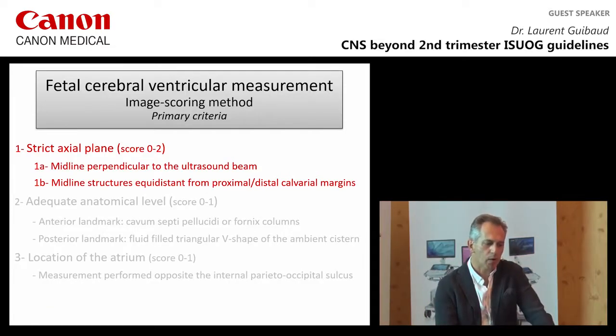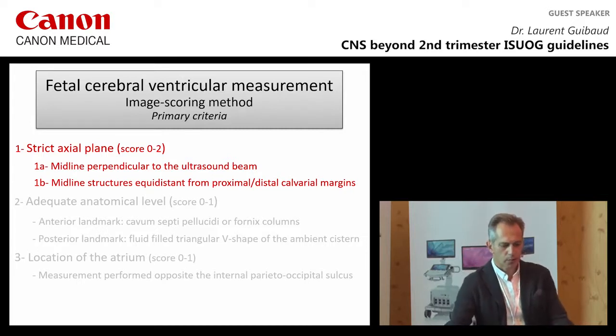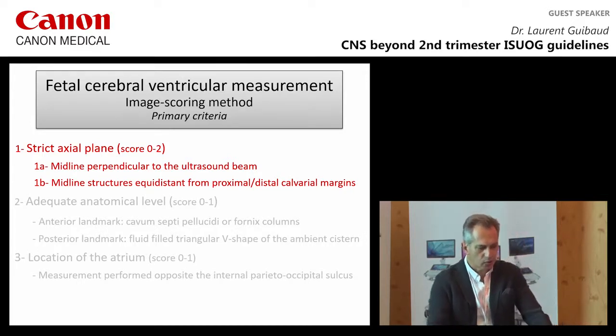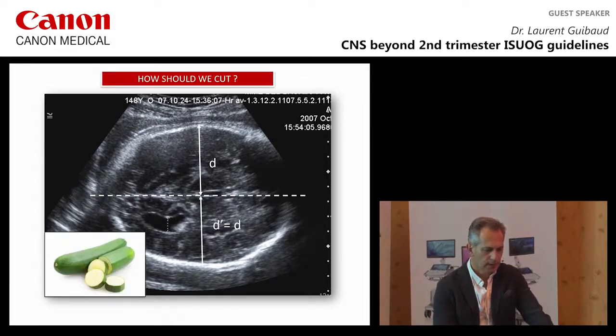We have primary criteria, and the first one is to have a strict axial plane. What means a strict axial plane? The midline should be perpendicular to the ultrasound beam, and the midline structure should be equidistant from the proximal and distal calvarial margins. What I mean, you see that the midline is perpendicular to the ultrasound beam and equidistant to the 2 walls. So we have the answer, how should we cut, in fact, the brain?